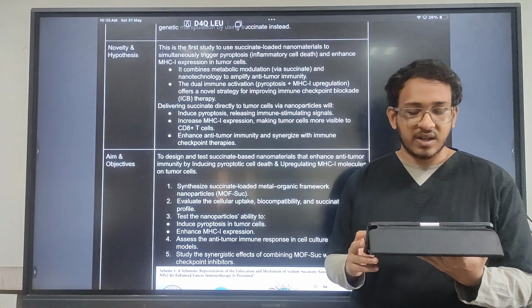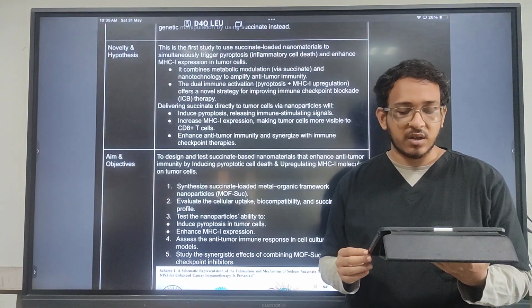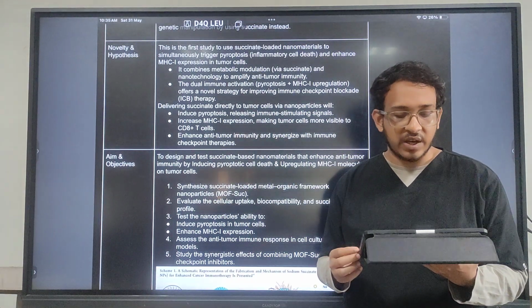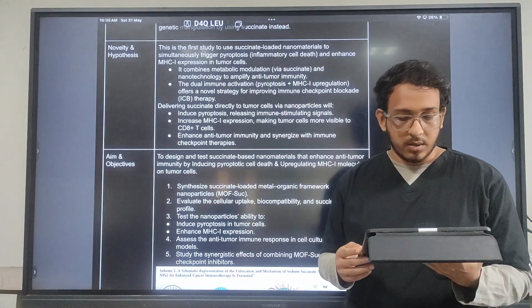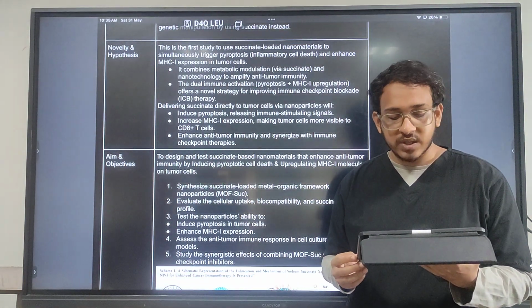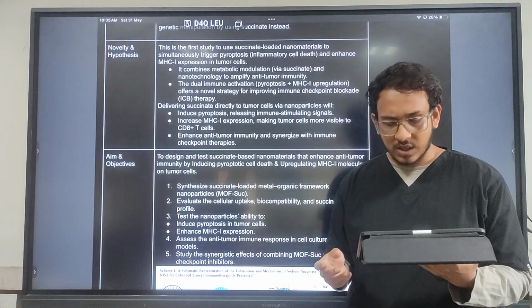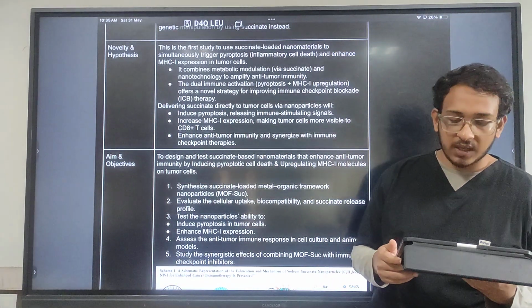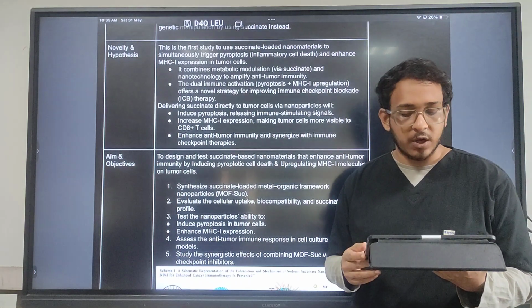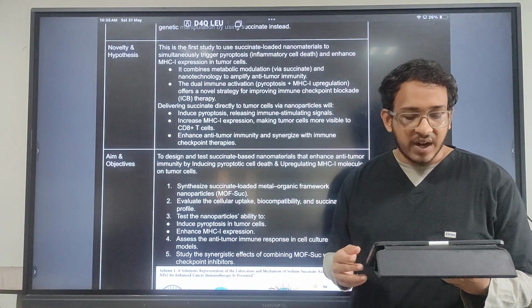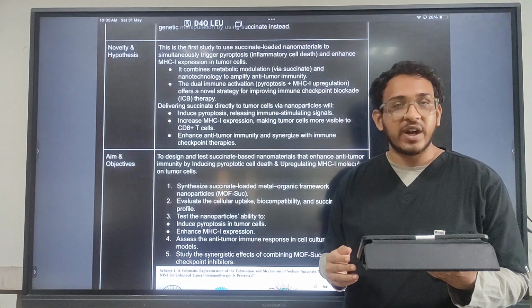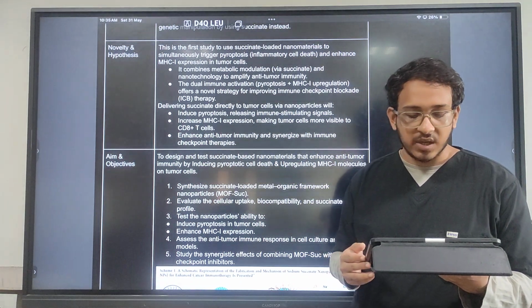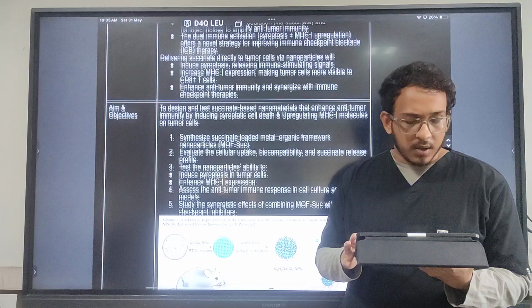Delivering the succinate directly to the tumor cells via nanoparticles will induce pyroptosis, releasing immune stimulating signals, increasing MHC1 expression, making the tumor cells more visible to the CD8 plus T cells, and enhance the anti-tumor immunity and synergize with the immune checkpoint therapy.